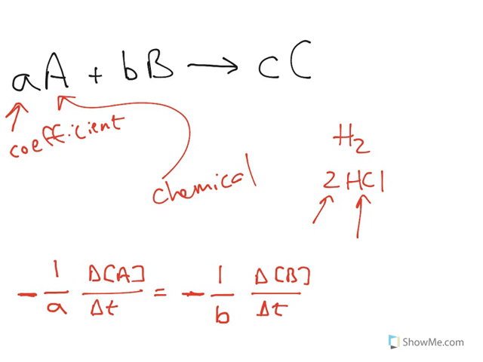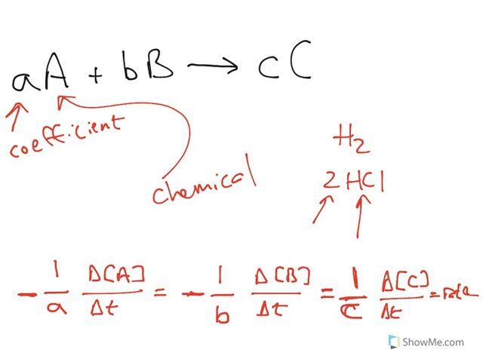So that lowercase b addresses the coefficient problem we could have. And finally we can equate this to C, and C is a product. So it is not being consumed, it's being produced. So we're going to have a positive sign out in front. So we have 1 over C, delta C over delta T. And all three of these are equivalent to the rate. So that is the general expression for a rate equation.